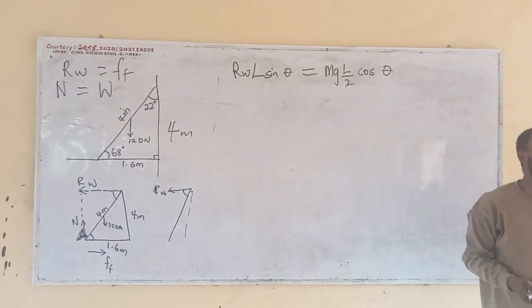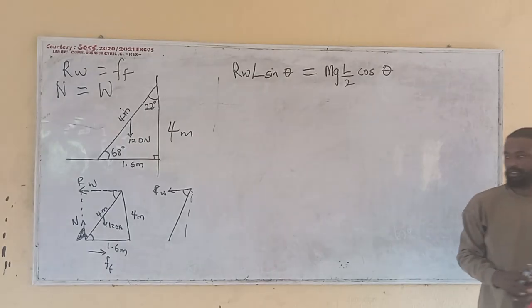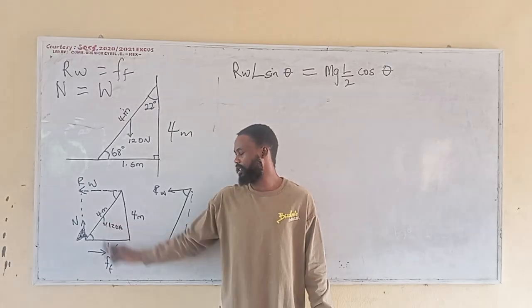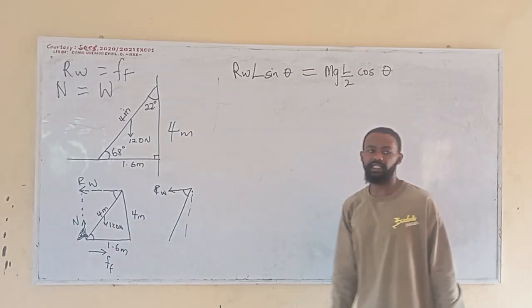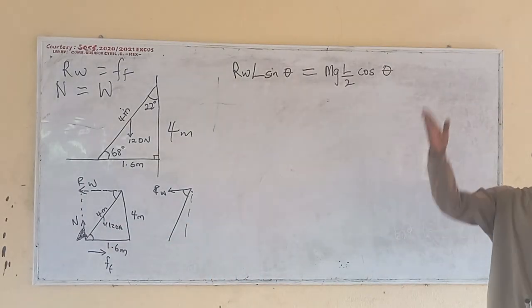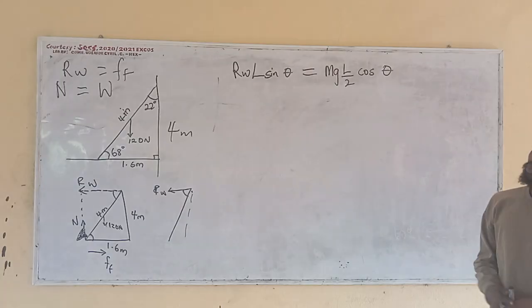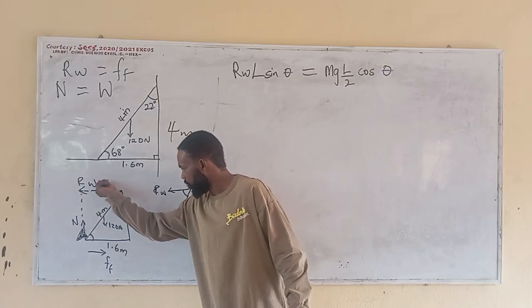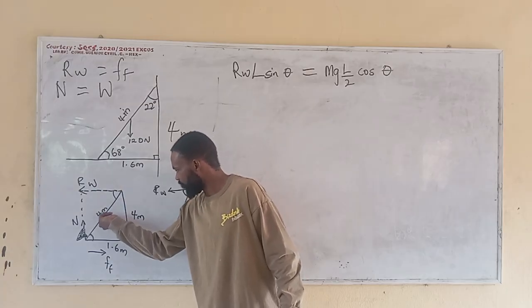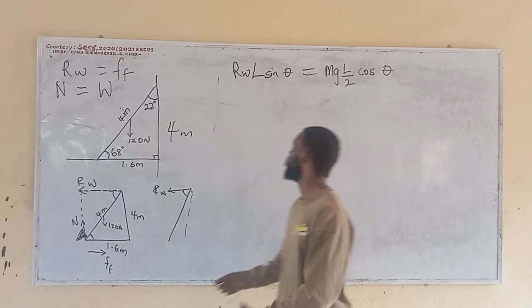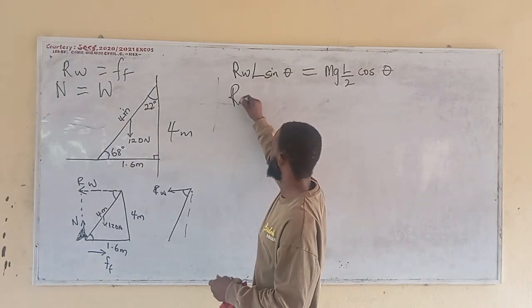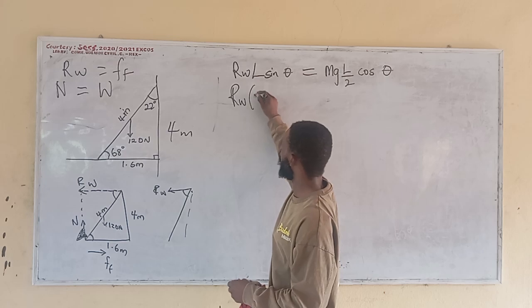Do you understand why it's L over 2? Yes, because the weight is acting at the center. So weight always acts at the center, in the middle. So when you're considering that mg, that is this weight, it is affecting it from this end to this end. So I have RW, L is 4.